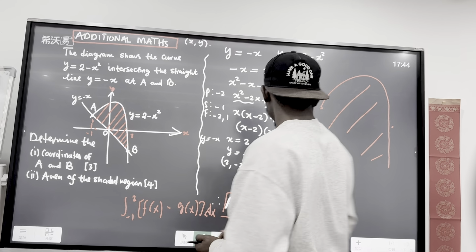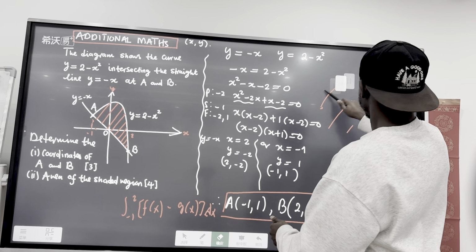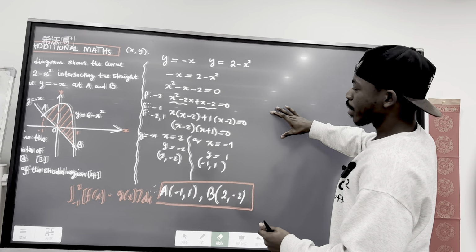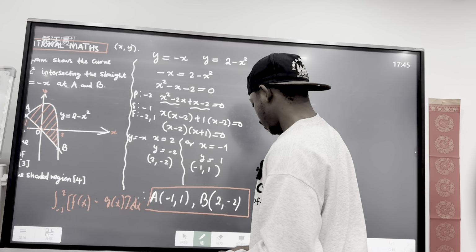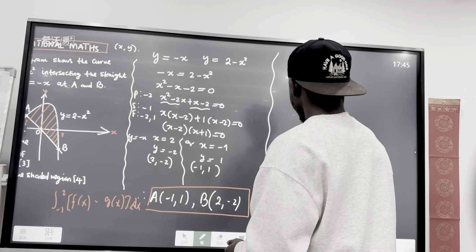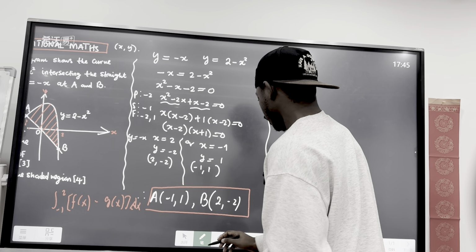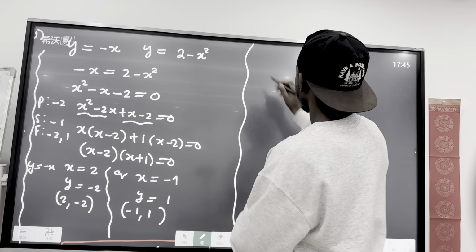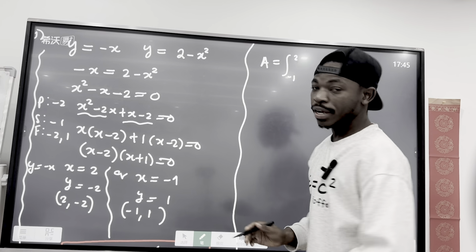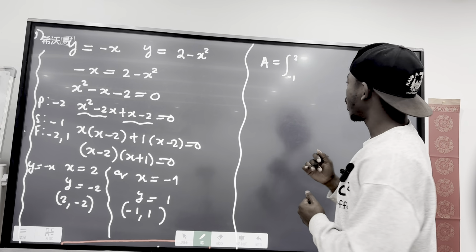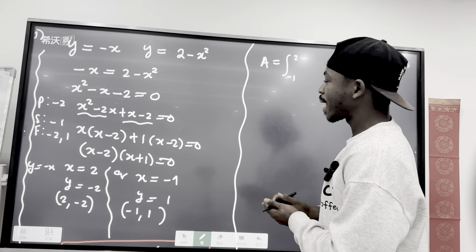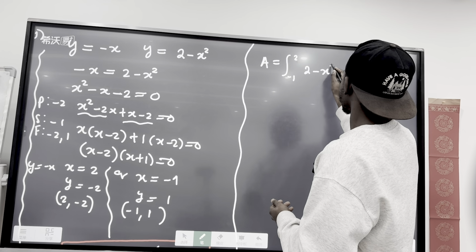So let's just do that together. Okay. So our next step is to write down the integral. So our area will be equal to the integral from -1 to 2 of the upper function minus the lower function. The upper function was this one, the curve, 2 minus x squared. So 2 minus x squared, right?